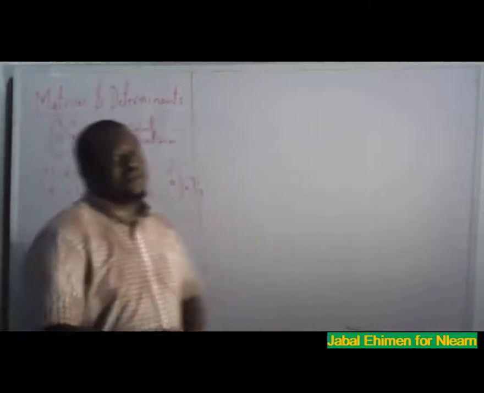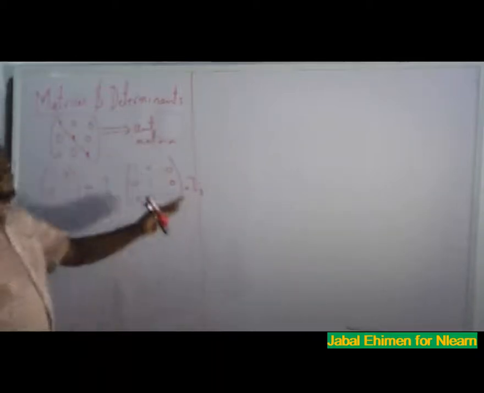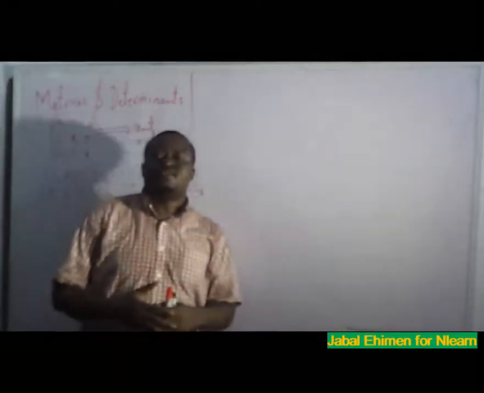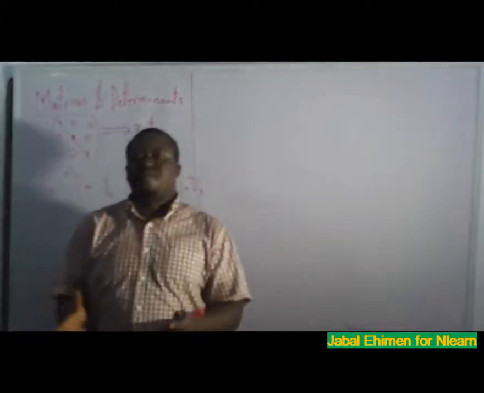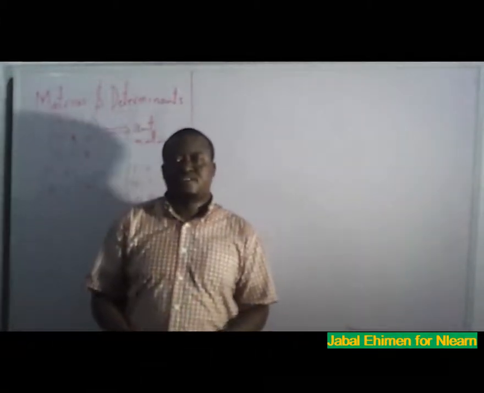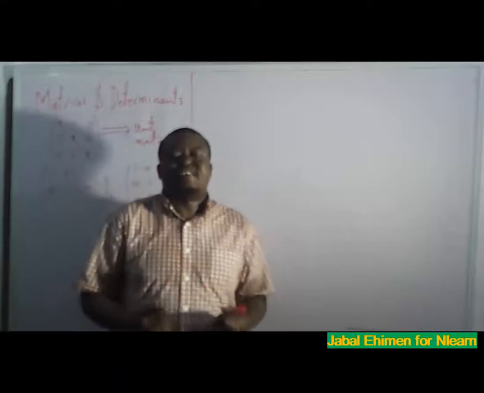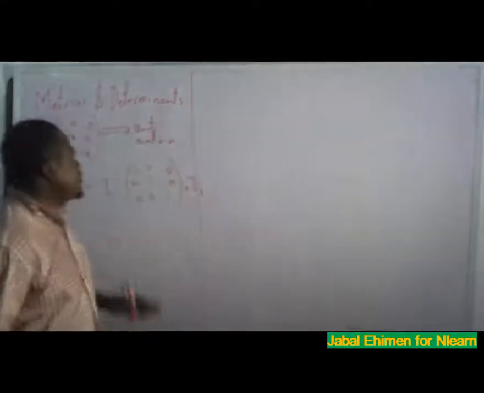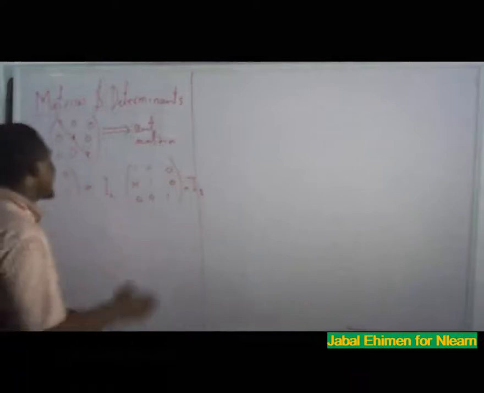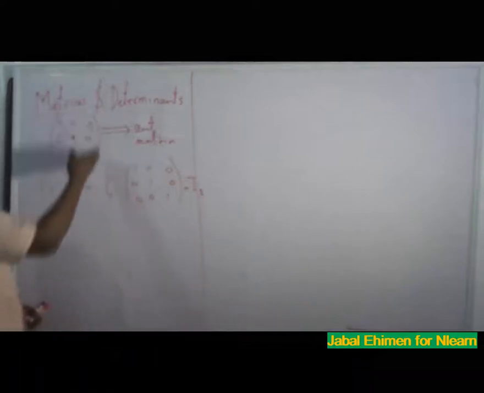But one thing about unit matrix, it is an attribute of a square matrix, which you already know what a square matrix is. Only a square matrix can be a unit matrix. If you look at this matrix, it's a square matrix. Both sides are equal. And this is also a square matrix.